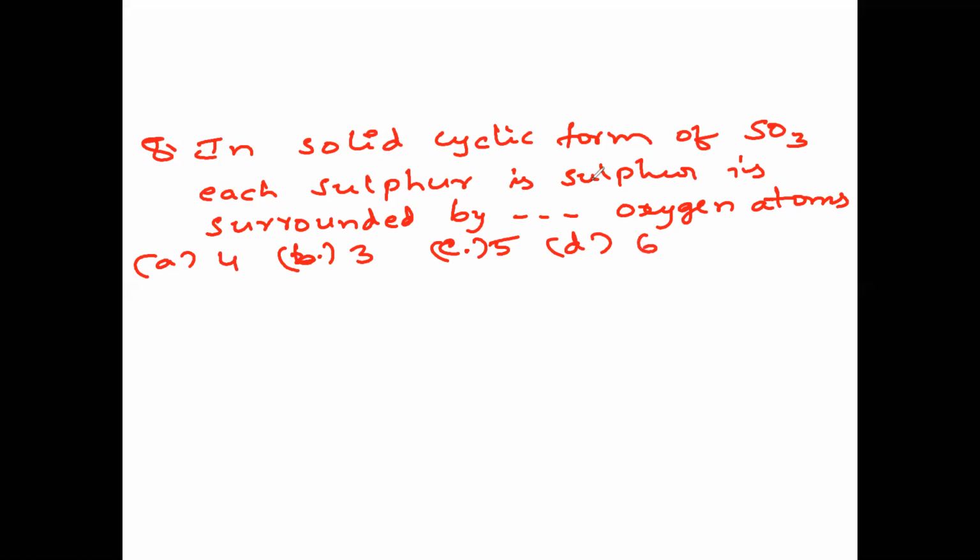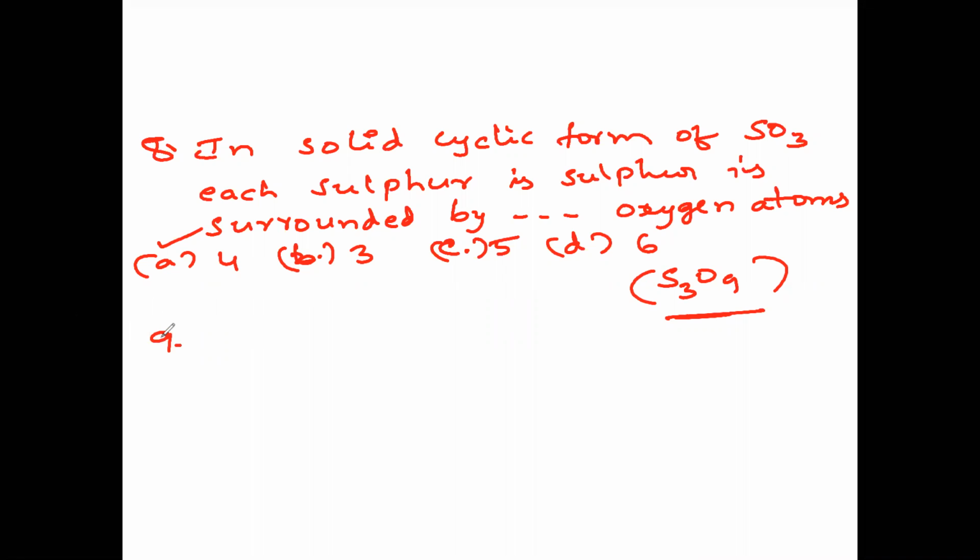So you know the cyclic form of sulfur trioxide is S3O9. So each sulfur is linked with 4 oxygen atoms. The formula of the cyclic polymer is S3O9. Please note it down. This we have done in the first slide itself. So each sulfur is surrounded by 4 oxygen atoms.